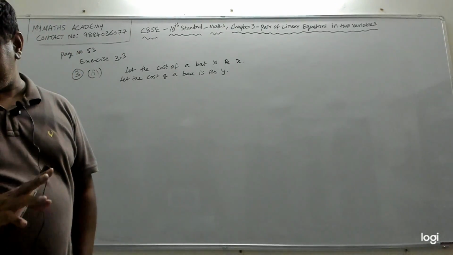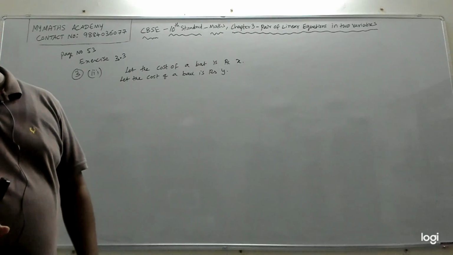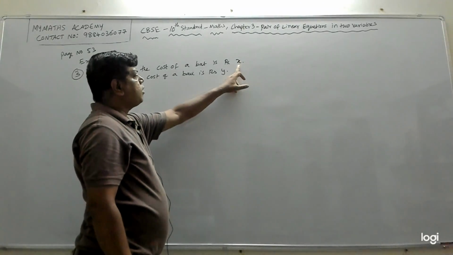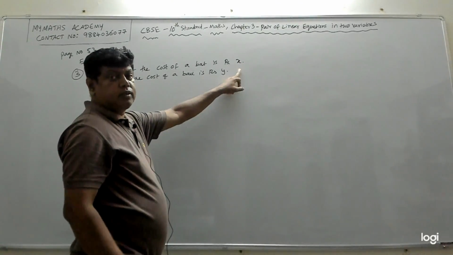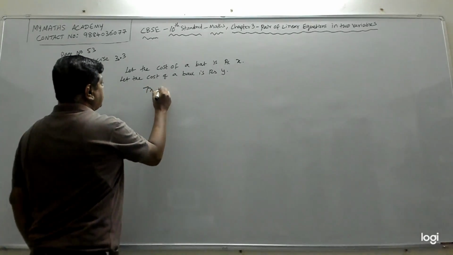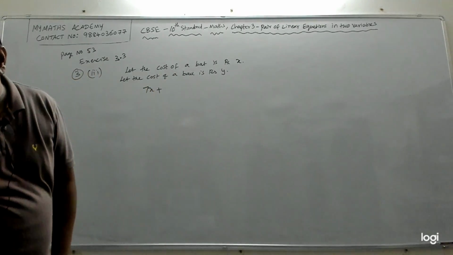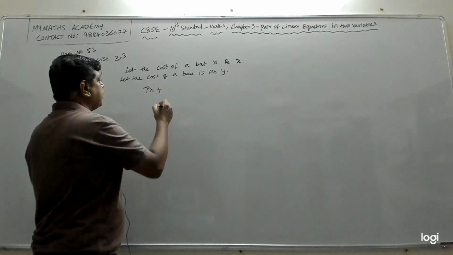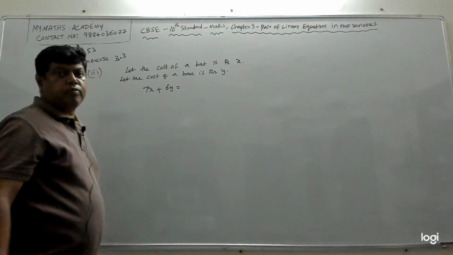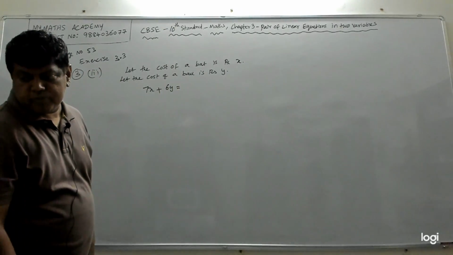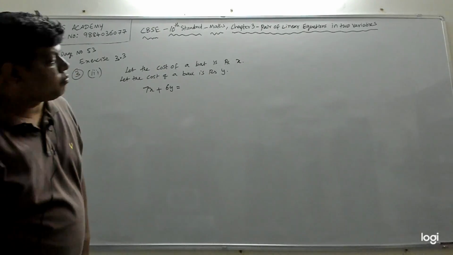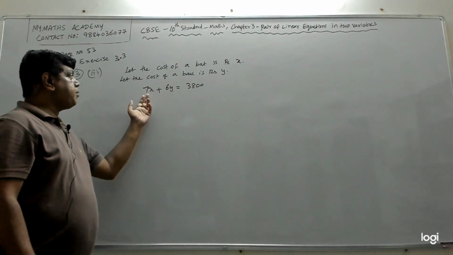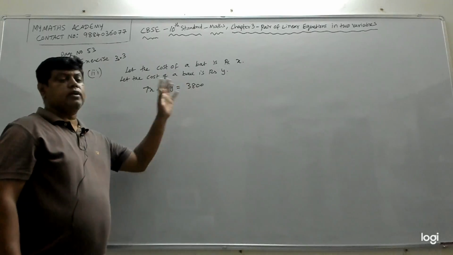The coach of a cricket team buys 7 bats and 6 balls for rupees 3,800. So 7 bats she is buying. What is the cost of 7 bats? 1 bat is x rupees, so 7 bats will be 7x rupees. Then she buys 6 balls. Cost of 1 ball is y, so 6 balls will be 6y. And the total amount that she paid is 3,800. Cost of 7 bats and 6 balls is 3,800.